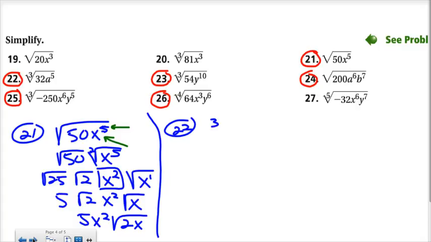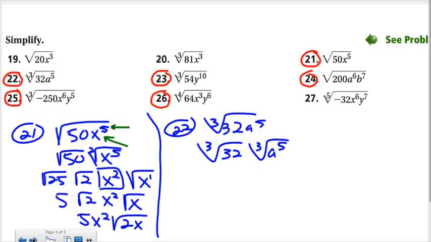Then we go to 22. And 22 is the cubed root of 32a to the fifth. We want to separate that into two cubed root statements, one about a number and then one about a variable. Now, when you're looking at 32, that's a pretty small number, so hopefully you're thinking, probably the only thing I'd be able to use there is 2 cubed, which would be 8. So the cubed root of 8 times the cubed root of 4, and then for the cubed root of a to the fifth, 3 does divide into 5. It goes into it once, but with an ugly remainder of 2.